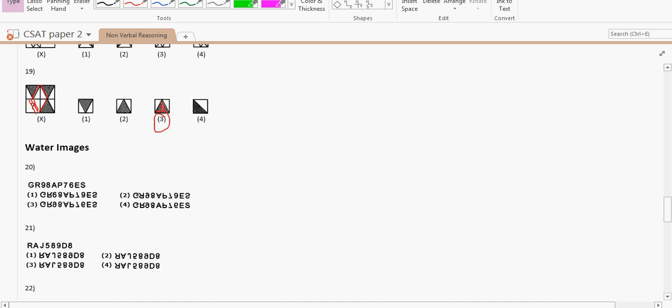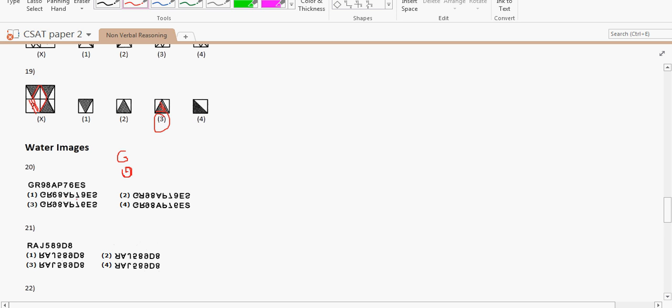The next important concept is the water image. So what happens in water image? The things are inverted. So a G becomes something like this, right? Something like this. This becomes a G. So you have to just see what is the water image of this. So you have to work with options. There is no other way out, right?